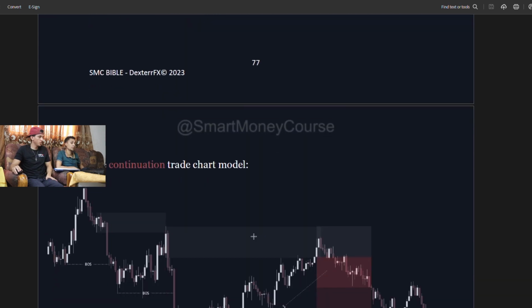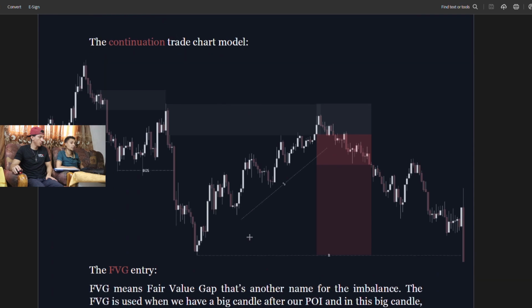So the continuation trade chart model, once again here we can see you have a break of structure that creates the lower low, since this is a bearish market. Here you have your external range liquidity on the upside, you create your high low content.